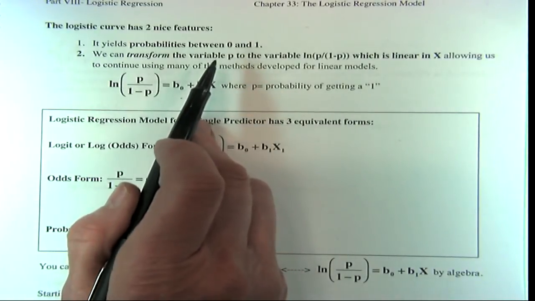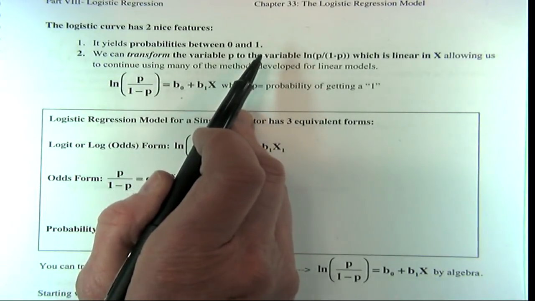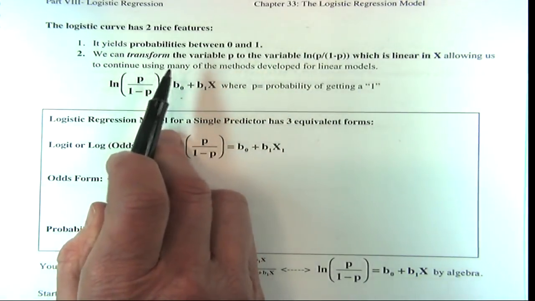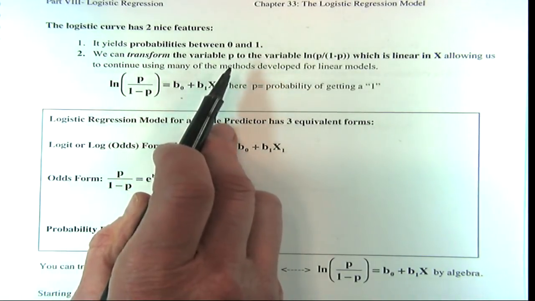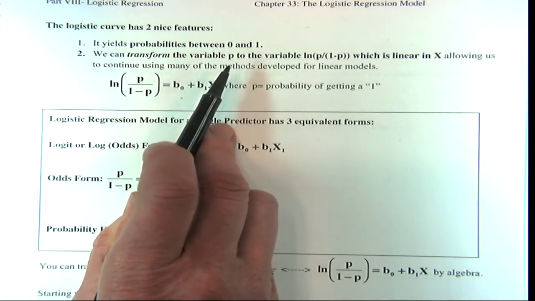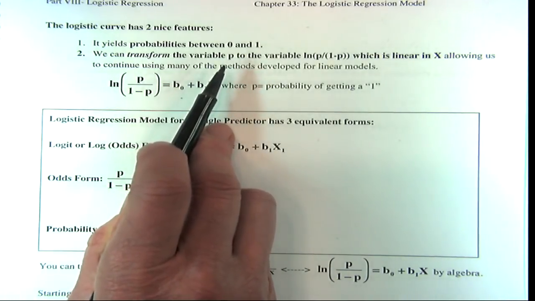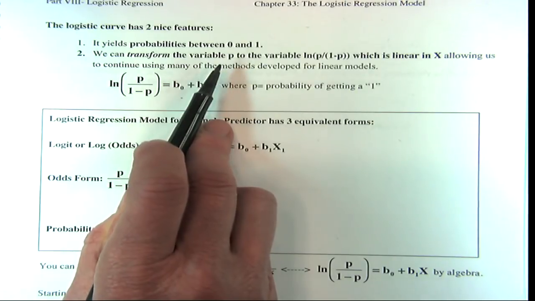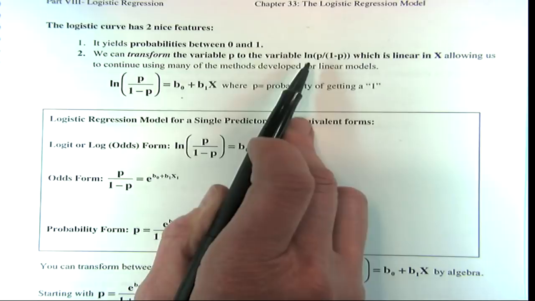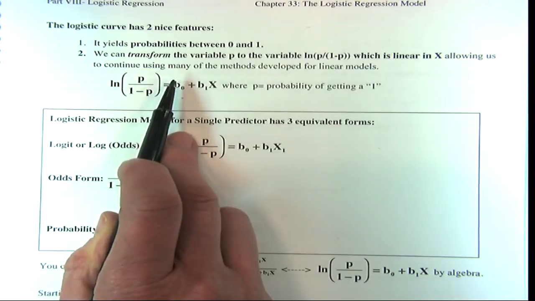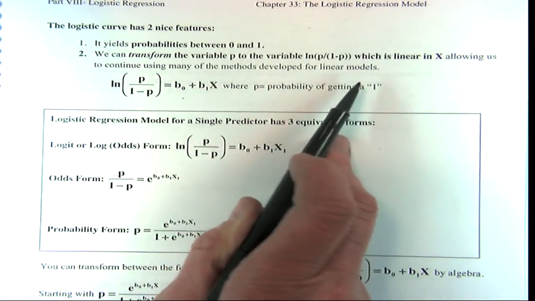We just saw that it yields probabilities between 0 and 1, right? And now we can transform. Remember transformation of variables. We can transform the variable p, which is what we're interested in, the probability that, let's say, some cancer treatment or some medicine is going to save your life or not, yes or no. We're interested in the p probability, and we can transform that variable to something called the log odds, the log of p over 1 minus p, which is linear in x, allowing us to continue using many of the methods we developed for linear models.